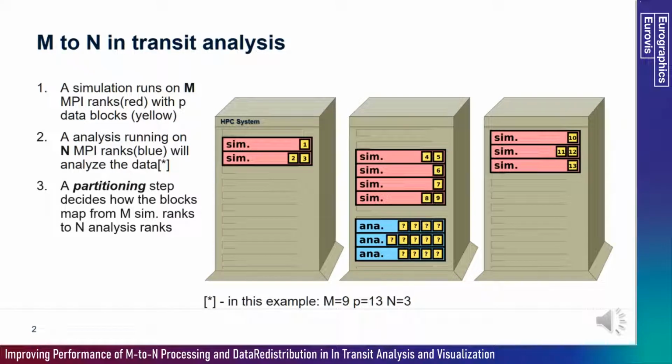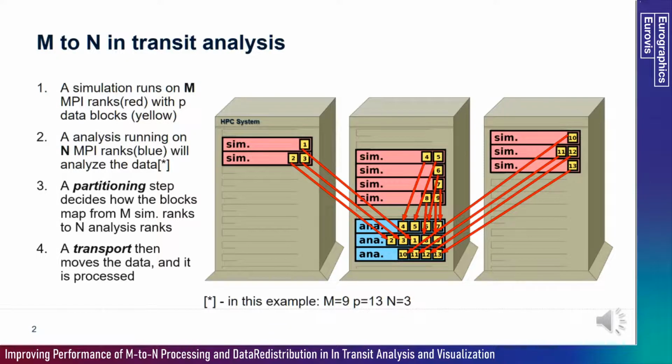So first, a partitioning step is needed to decide how the blocks will map from the M simulation ranks onto the N analysis ranks. Once that partitioning decision has been made, data can then be processed.